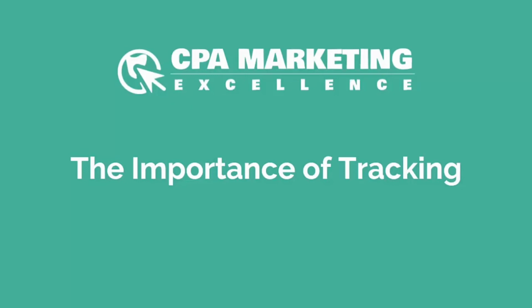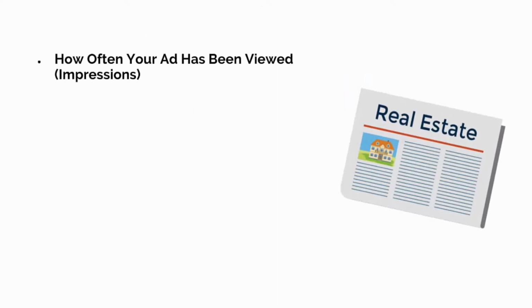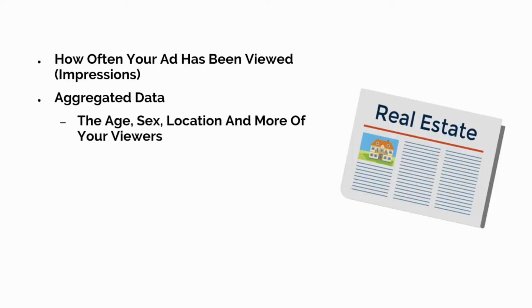On Google and Facebook, you'll be able to see your actual CPA, whereas in other platforms, you might need to set this amount yourself. Other things you'll be able to see with most of these tools include how often your ad has been viewed, and this is called impressions, and this will likely be somewhat correlated with how much you're paying per acquisition. The more advanced platforms also might let you see aggregated data. In Facebook, for instance, you can find this by clicking on Advanced Data. From here you can see the age, sex, location and more of your viewers.